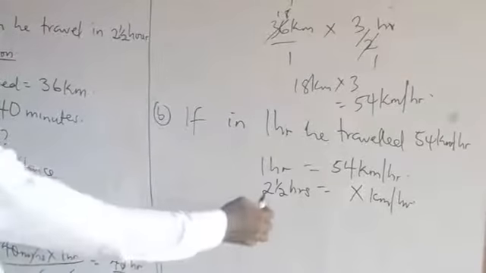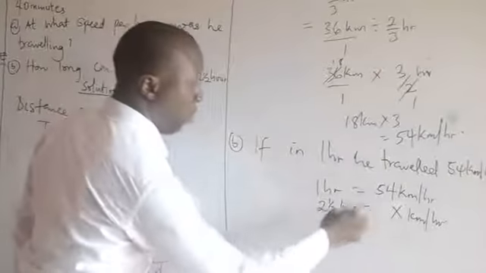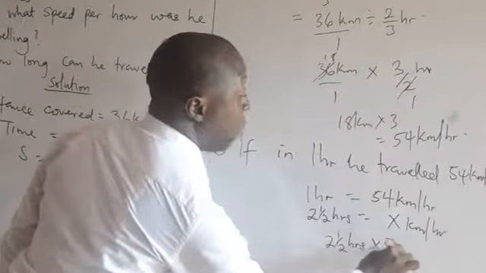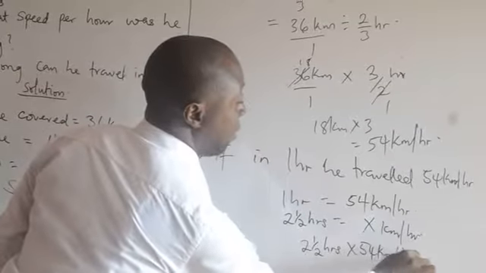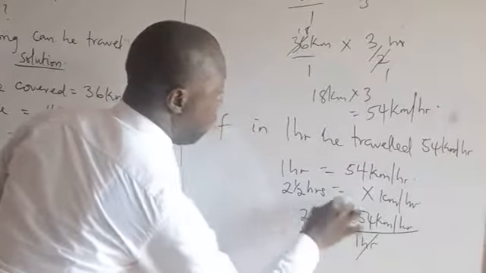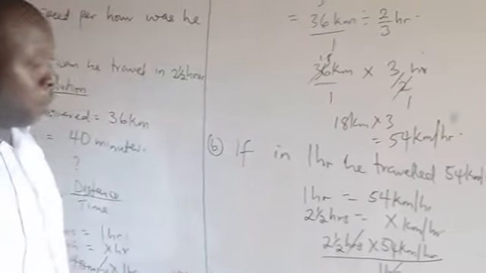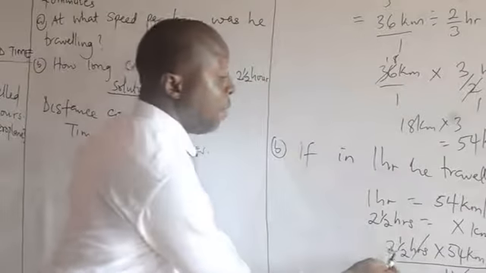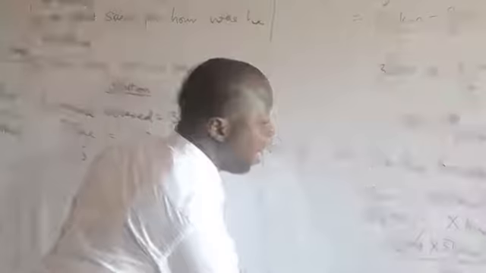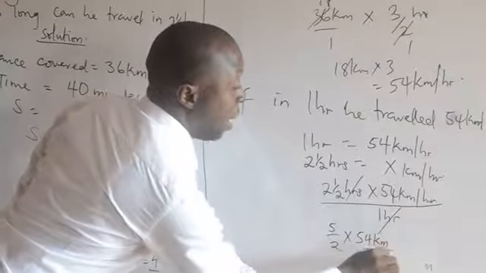If you want to calculate how far he travels in 2.5 hours, you will cross multiply. You end up getting 2.5 hours multiplied by 54 kilometers per hour divided by 1 hour. Hour will cancel out hour. So this 2.5, you can change to an improper fraction. 2.5 is the same thing as 2 times 2, 4, plus 1, 5. So 5 over 2 multiplied by 54 kilometers per hour.